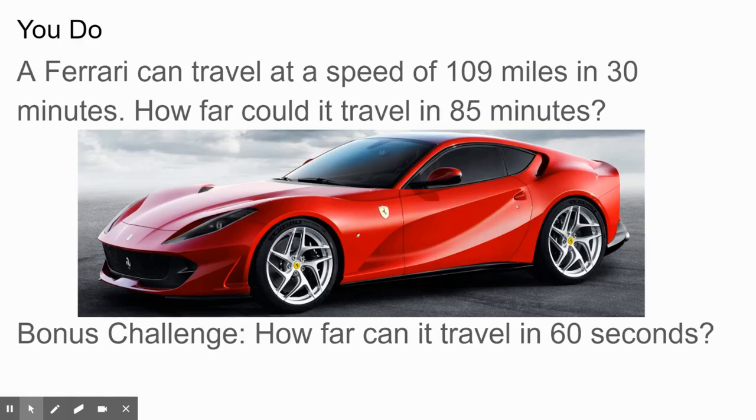One thing I want to point out with this one is that your unit rate isn't necessarily going to be a whole number. You're still going to have a 1 on the bottom, but the top number is going to be a decimal, so watch for that. As a bonus challenge, if you want to try it, see if you can figure out how far it could travel in 60 seconds. Notice that that means that you need to somehow change your 30 minutes to 60 seconds. Something to think about.